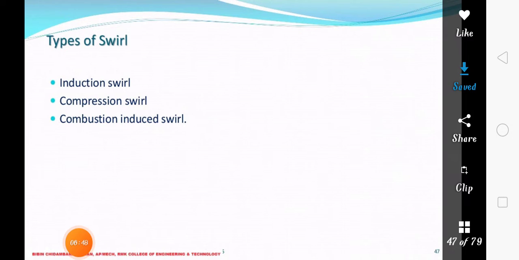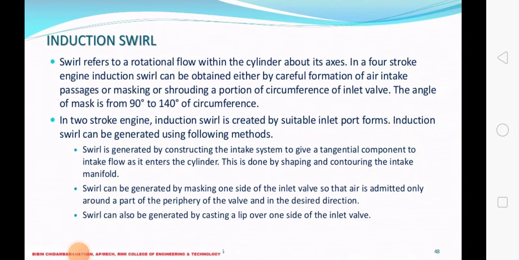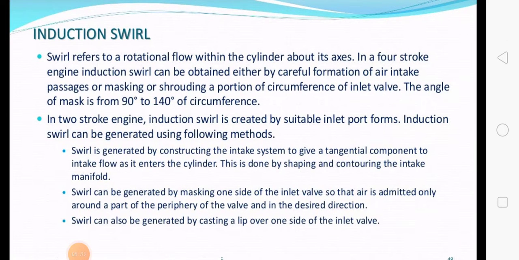Okay, we will see them one by one in detail. Number one, induction swirl. In a 2-stroke engine, the induction swirl is created by suitable inlet port walls. These inlet ports or inlet walls are used to create induction swirl. Swirl refers to rotational flow within the cylinder about its axis.